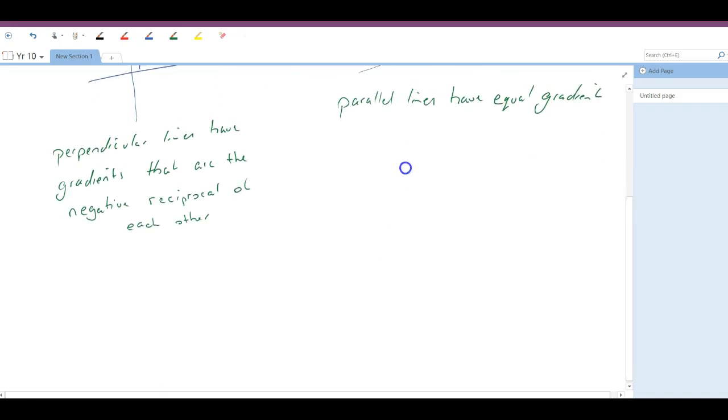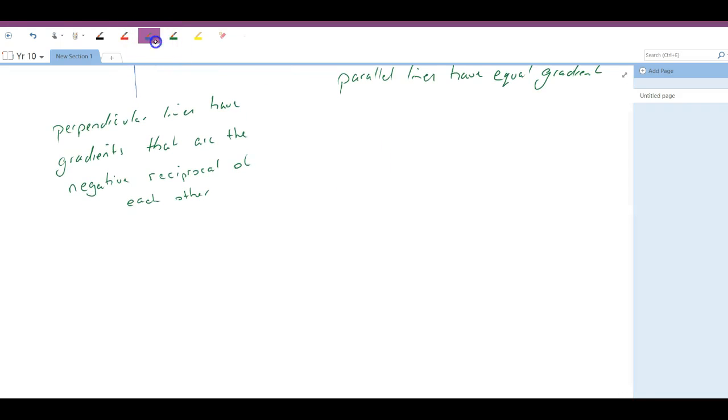So let's do that. Let's do an example here. We've got a line. Let's just draw a random old line in here. Let's say the gradient of this line is 2, so we'll say m equals 2. And we want to have a look at the perpendicular line to it, the line that makes a right angle with it. If that's got a gradient of 2, then what's this gradient?